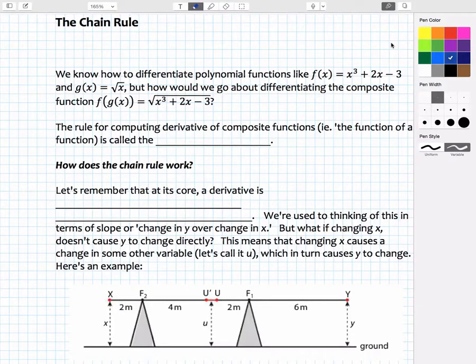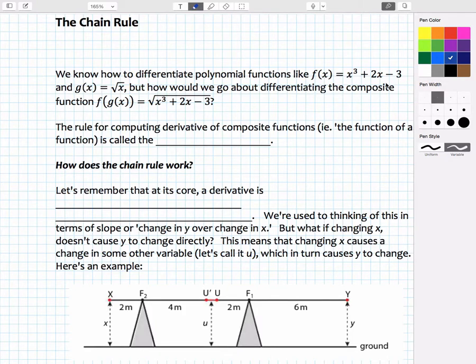Okay, so now we're going to look at the chain rule. By now, you're getting really good at differentiating all kinds of different functions. You can definitely do polynomial functions like this one, x cubed plus 2x minus 3. You'll have no problem. We've learned how to do trig functions. We've learned how to differentiate log functions and exponential functions.